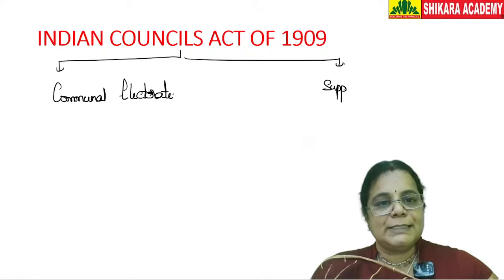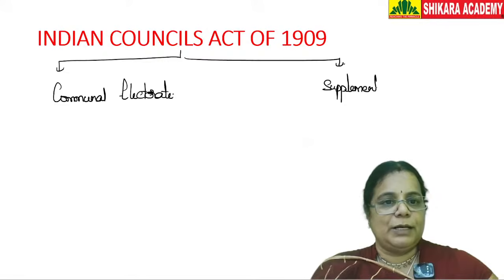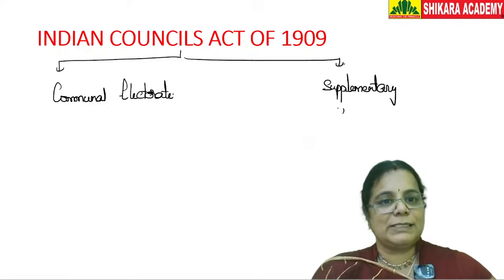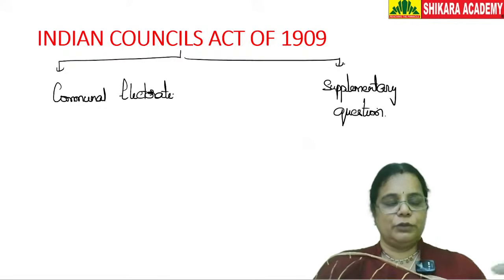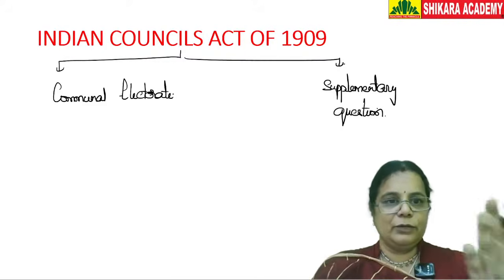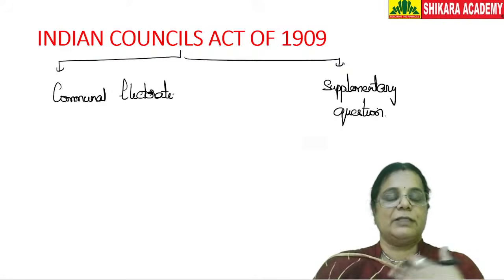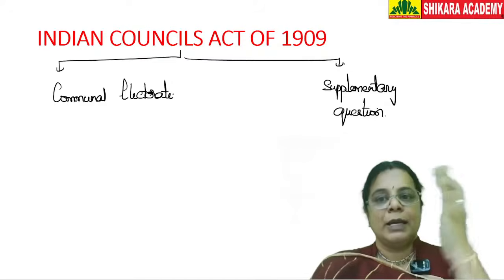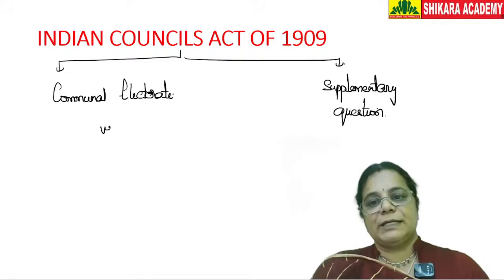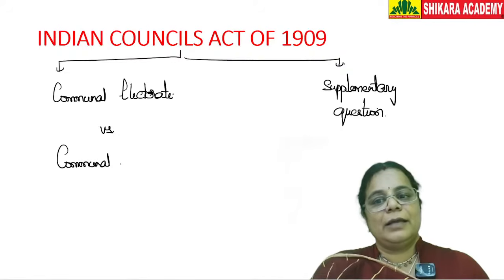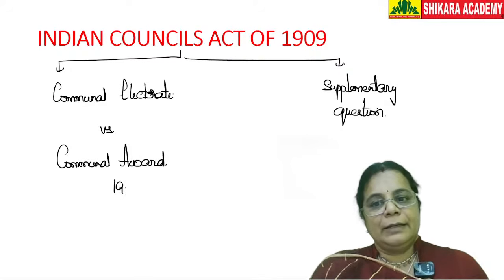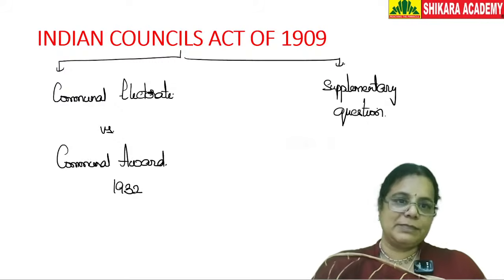It allowed supplementary questions to be asked. Supplementary question, a question which you raise on an answer given by a person. So you ask me a question, I answer it. Again, you raise a question on the answer I have given. That is called a supplementary question. Now, what is communal electorate vis-a-vis communal award? Communal award was declared in 1932 by the then Prime Minister of Britain, Ramsay MacDonald.